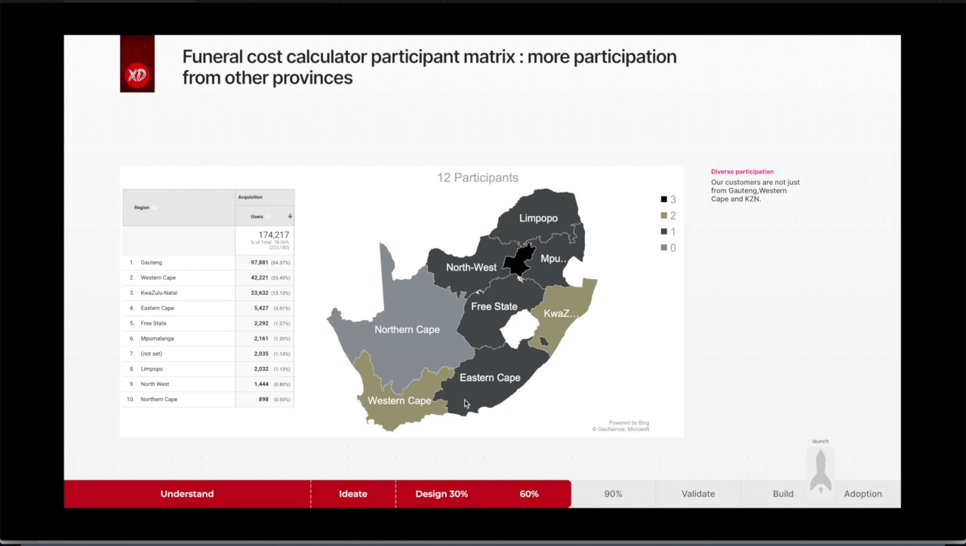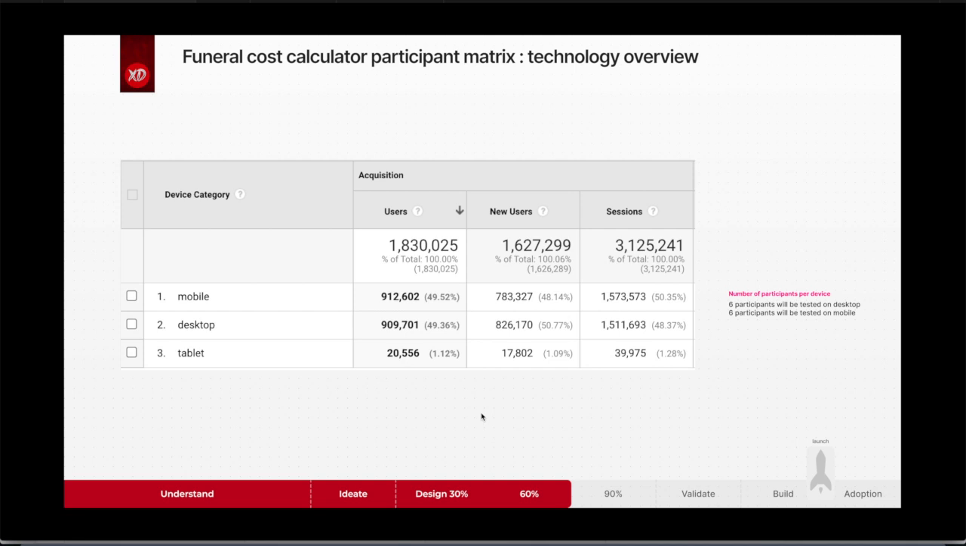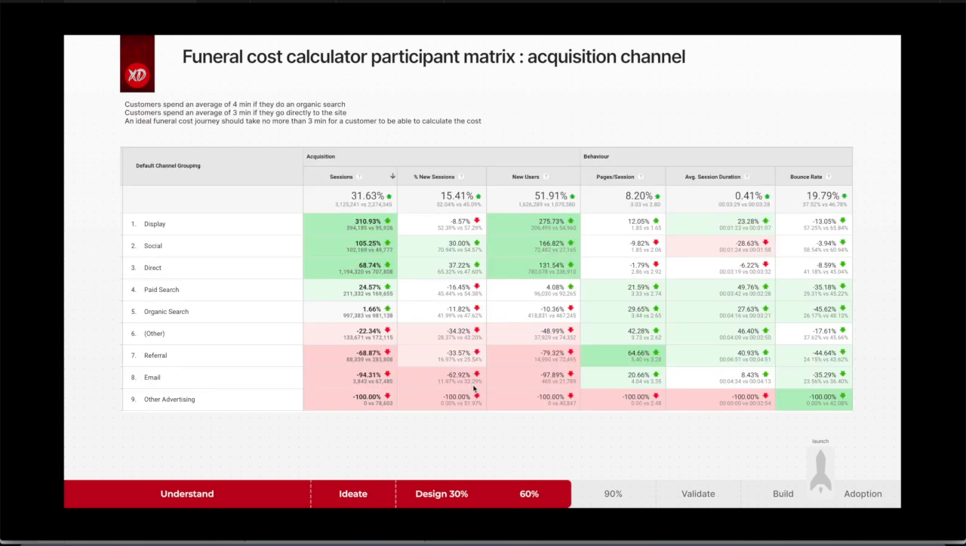And the other thing is to look at the technology that they use, and we can see that based on data analytics, they use mobile and desktop, and the split between the two is almost 50-50 and not so much tablet. So we will recruit people who are mainly using these devices, and also our designs that we'll test will be only for mobile and desktop.